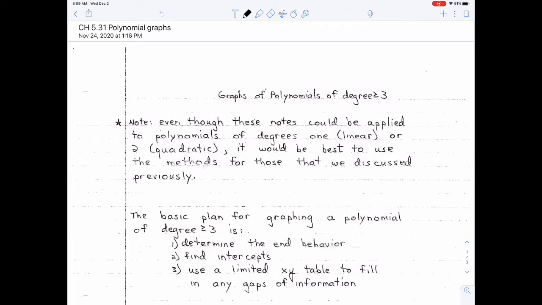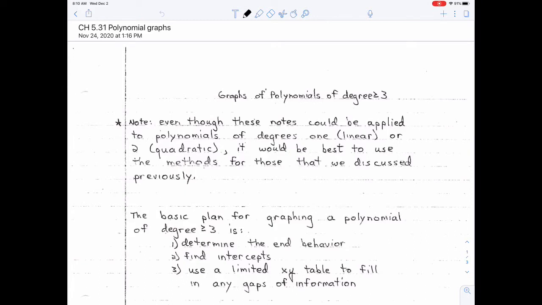Yeah, it will, but it's a bad way to graph a line and a parabola. It works, but it's just a bad way to do it. This is way too much work to graph lines and parabolas by. Okay? So what we're really talking about is polynomials of degree 3 or greater. So degree 3, degree 4, et cetera.